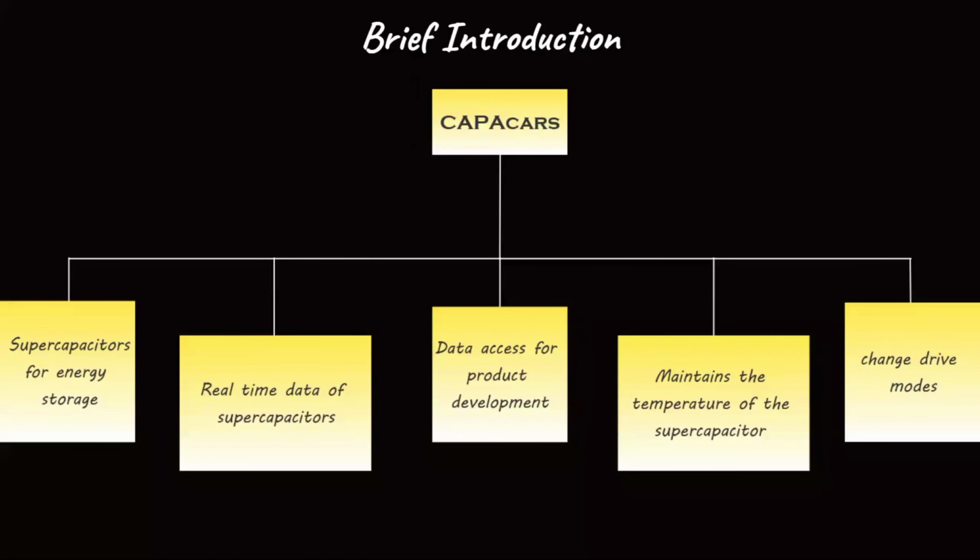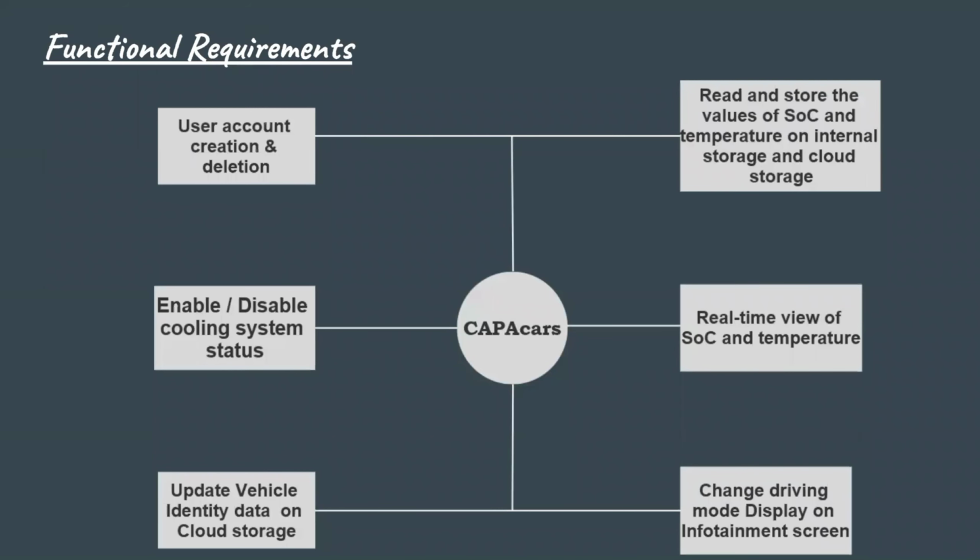The CSS also assists the manufacturers in product development by providing them access to the data. And finally, the system also maintains the temperature of the supercapacitors at the optimal temperature for best output and efficiency. Now we will discuss the functional requirements of our system. The most important functional requirements are the following.